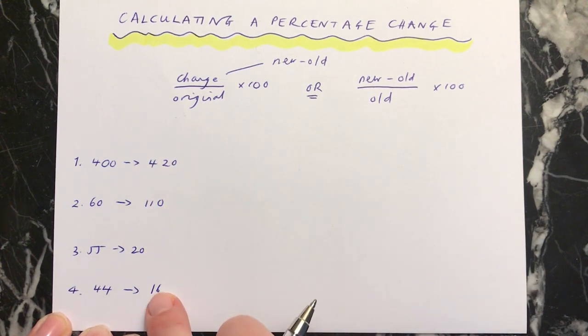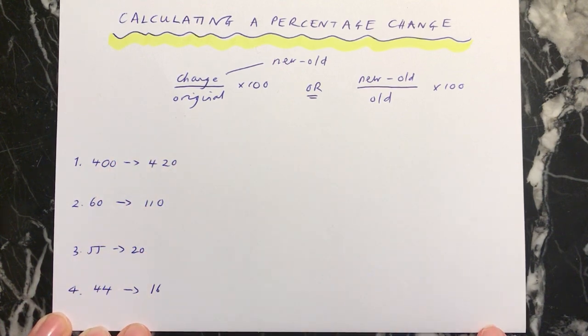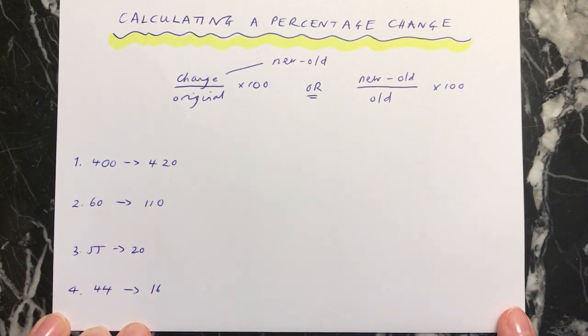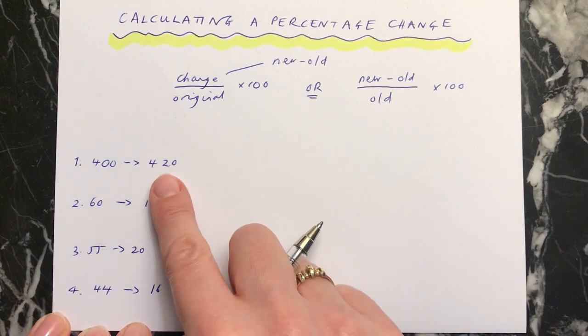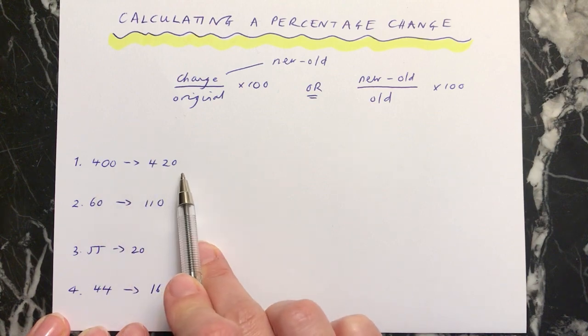I've got 4 different examples of going from one number to another here, and you could stop the video now and work out what the percentage change is for questions 1, 2, 3 and 4. And then you can carry on the video and look at the answers. So now we're going to go through number 1. So here we're going from 400 to 420.